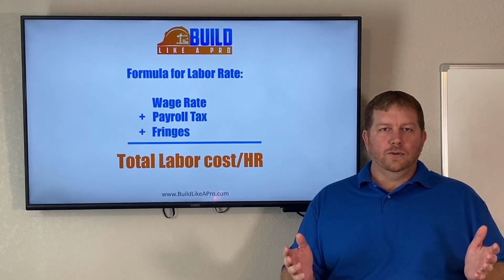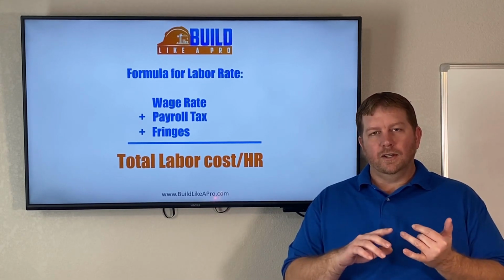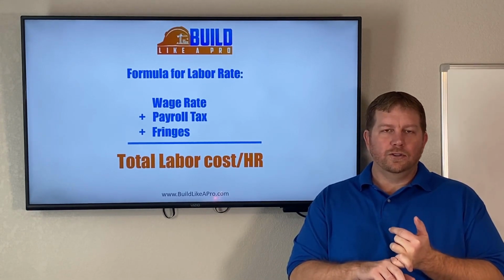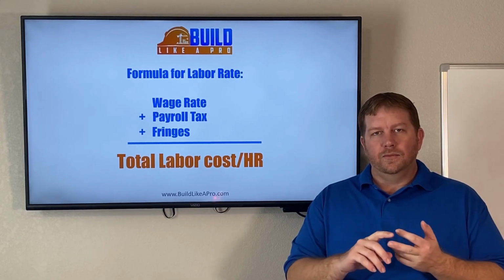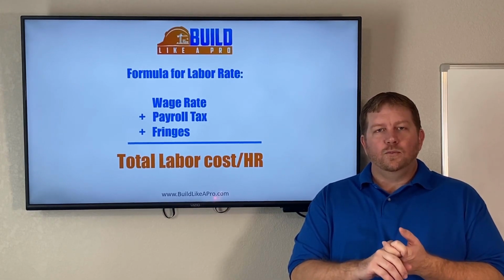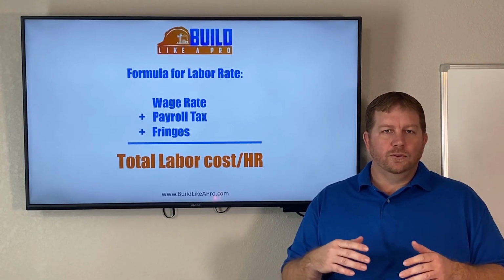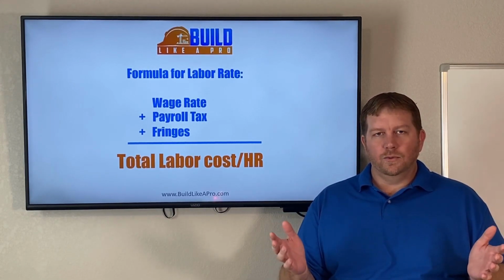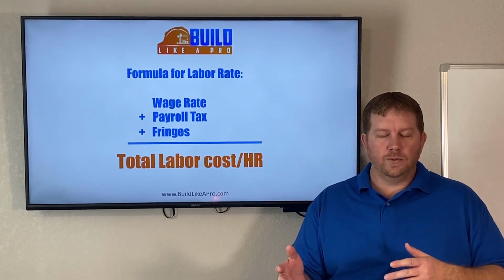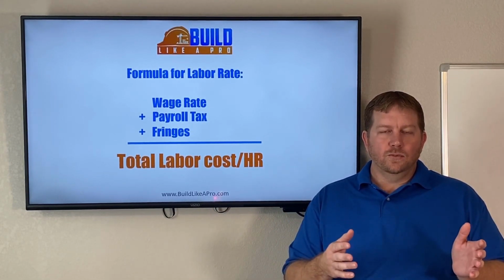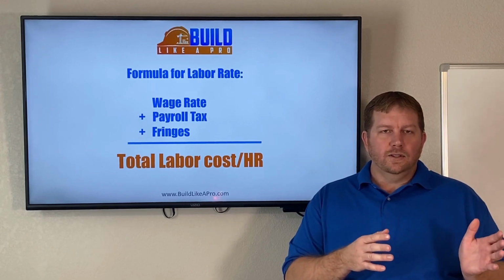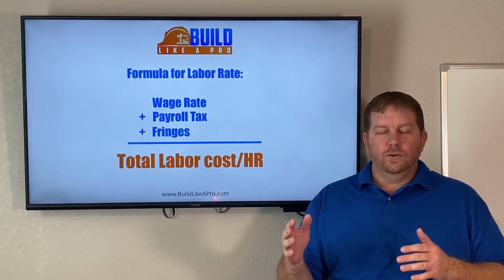Now, on top of the payroll tax, we have to add fringes. Fringes are things like employer-paid health insurance, vacation time, training, anything else you provide your employees. Maybe you can put a little money in there to have a summer get-together or something with employees, or a Christmas party or a Christmas bonus. That's up to you how you want to run it, but that is basically what goes into the total cost of your labor.